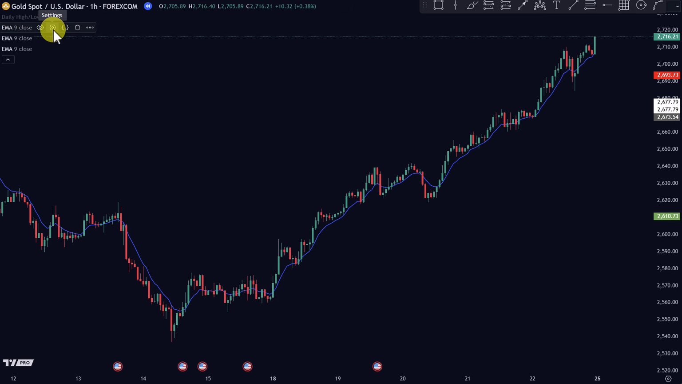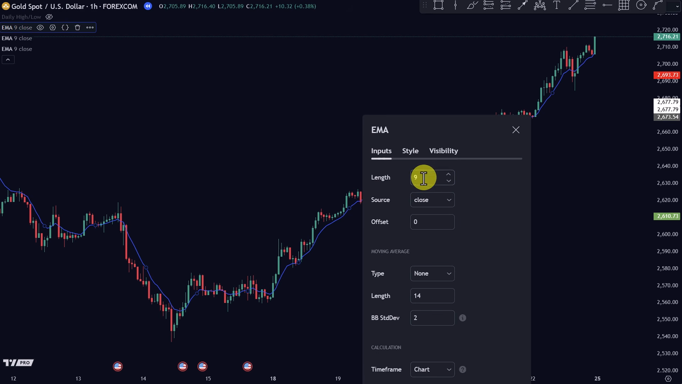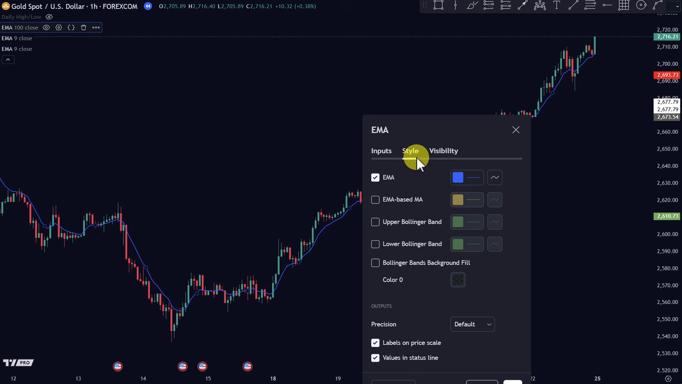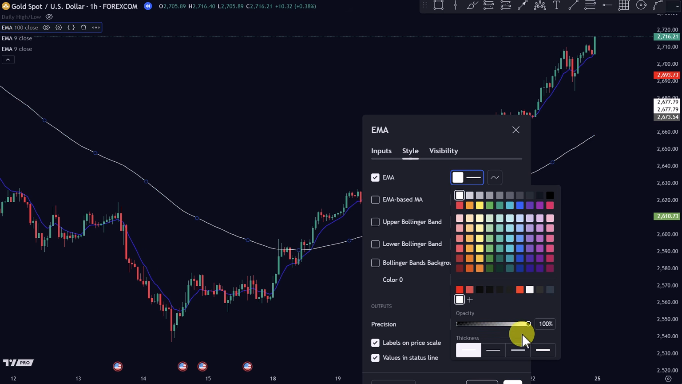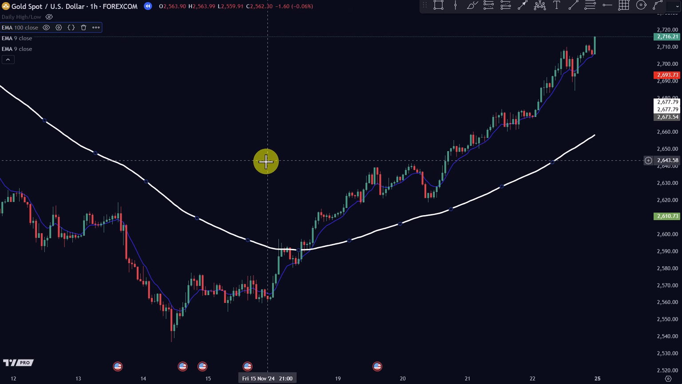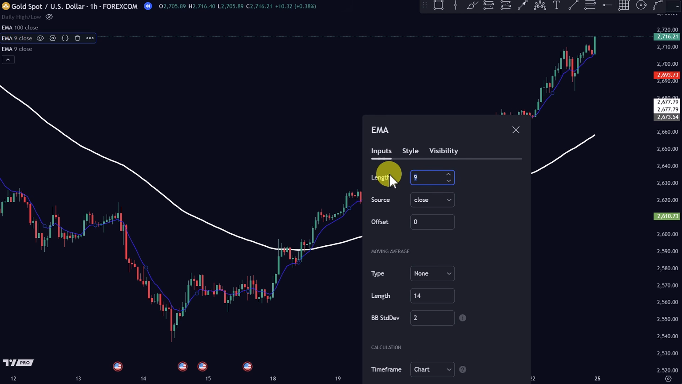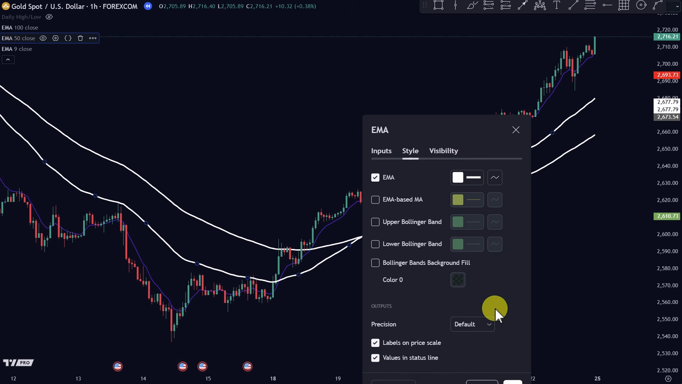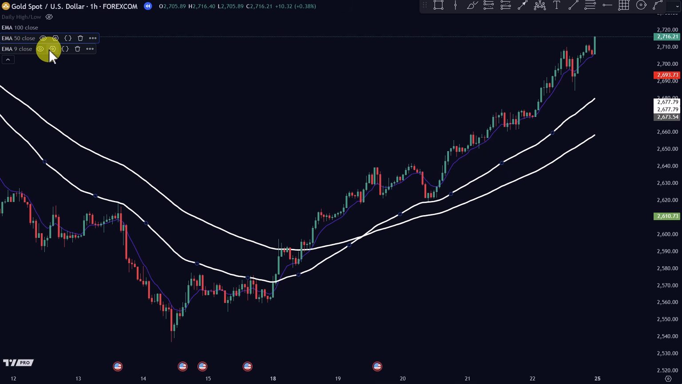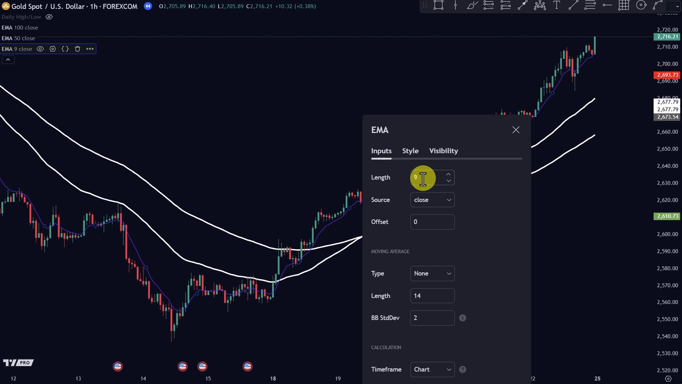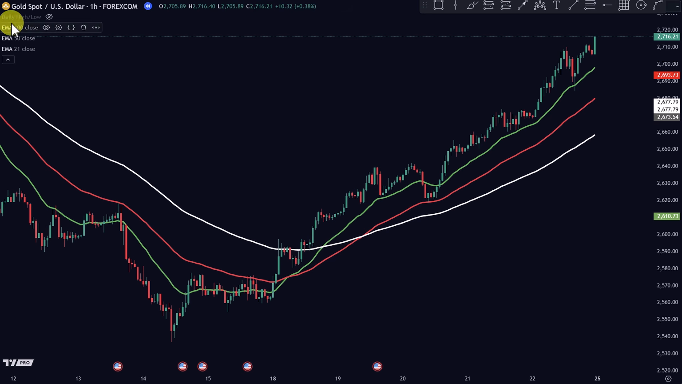So for that, we go to the first one. We go to the inputs and we type in length 100. The rest can stay the way it is. You can also change the styling if you want, but that's a little bit up to you, of course. For the second, we open the settings again. Under input, we change it to 50, change the color. And now for the third one, we go to length and then we type in 21. So now we have the EMA 100, EMA 50 and EMA 21 on our charts.